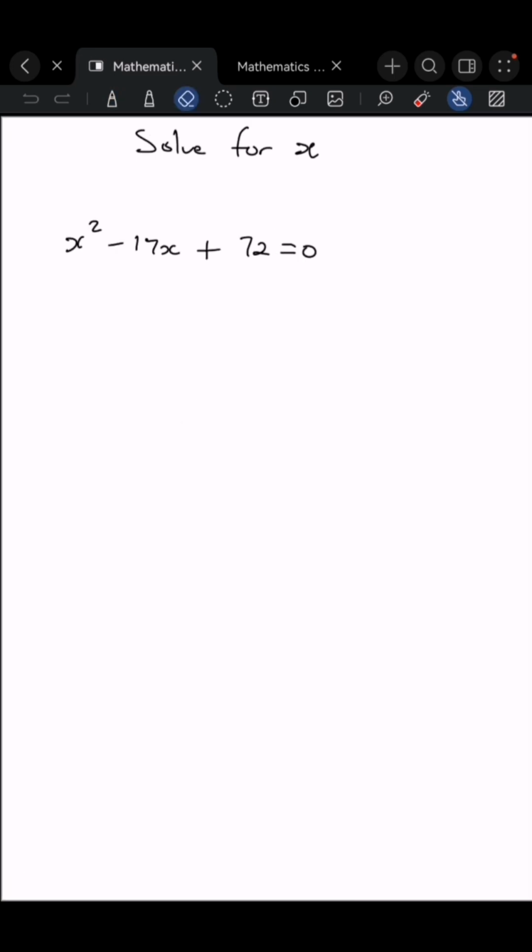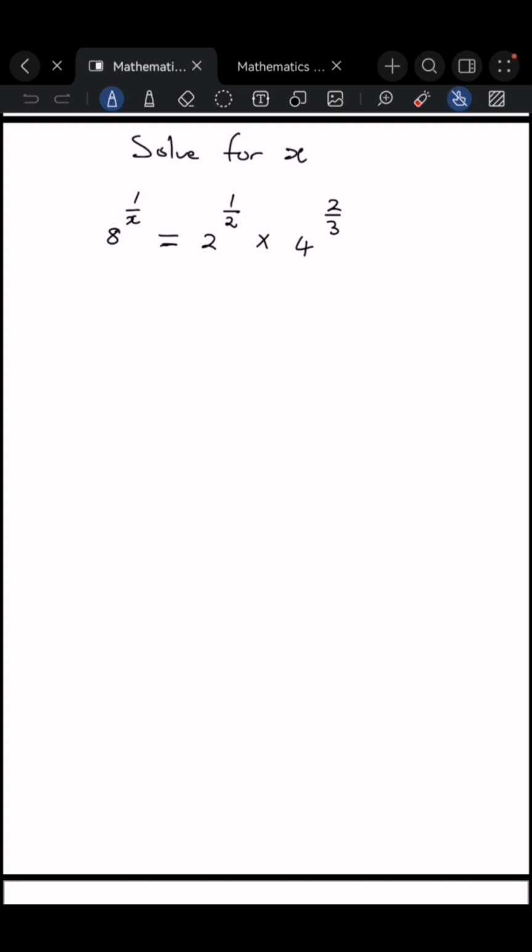That's done. x squared minus 17x plus 72 is equal to 0. Therefore, we factorize this one. We have x, we have 9, we have x, we have 8. We have a negative, we have a negative. Therefore, x is equal to 9, x is equal to 8.